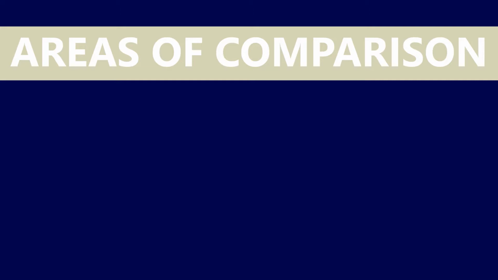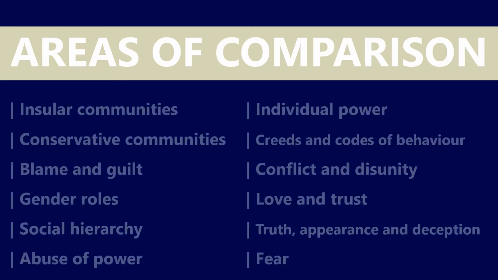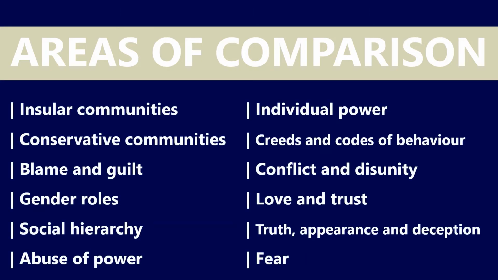So in looking at the areas of comparison, I've broken it down into 14 themes, I guess. Insular communities, conservative communities, blame and guilt, gender roles, social hierarchy, abuse of power, individual power, creeds and codes of behaviour, conflict and disunity, love and trust, truth, appearance and deception, and fear.